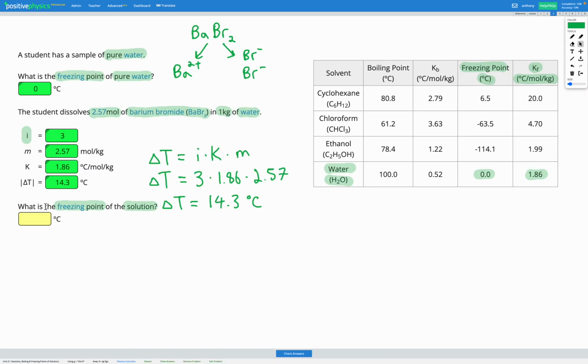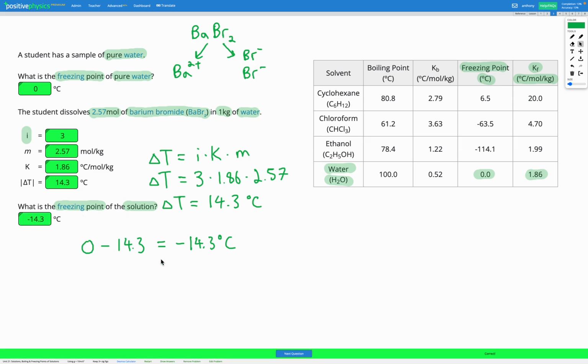So if our original freezing point was 0, and then it got lowered by 14.3 degrees C, then our freezing point of our solution is going to be negative 14.3 degrees C. So to get that, we're taking our original freezing point and subtracting the change that we calculated with our equation. So we end up with negative 14.3 degrees C as our freezing point of the solution.